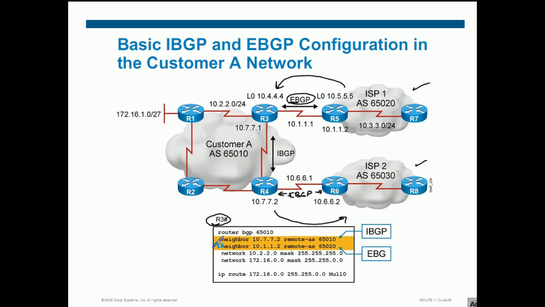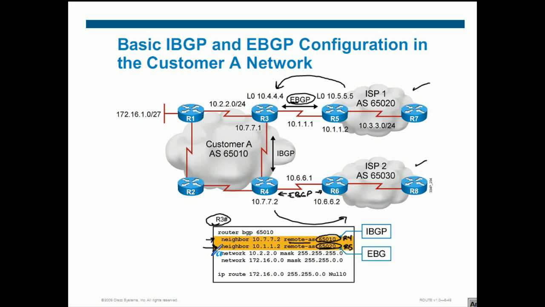In router 3, the first command is that we make a neighbor with our external, remote autonomous system neighbor in 65020. And we also make another neighbor internally. Notice that's the same remote AS command, but that's our router 3 to router 4. So that's going to router 4, and this is going to router 5.